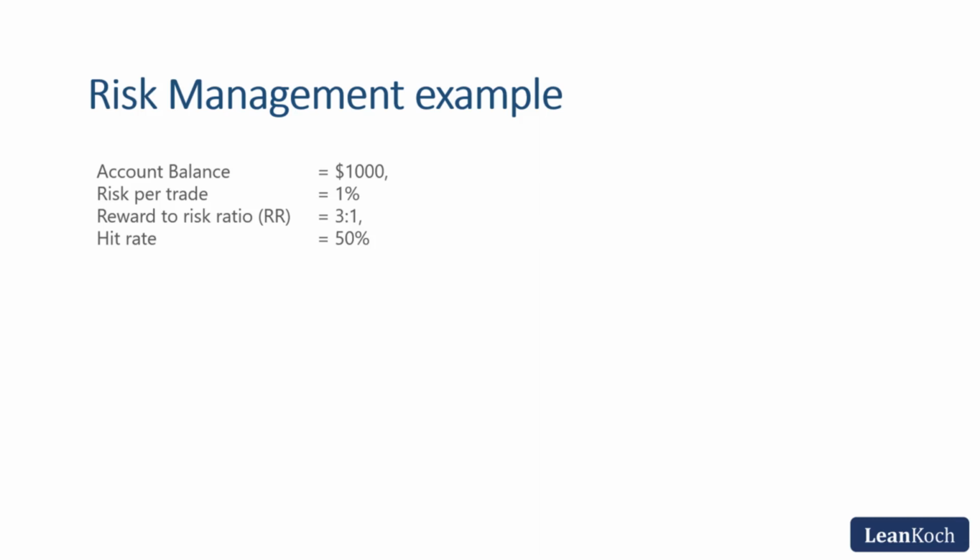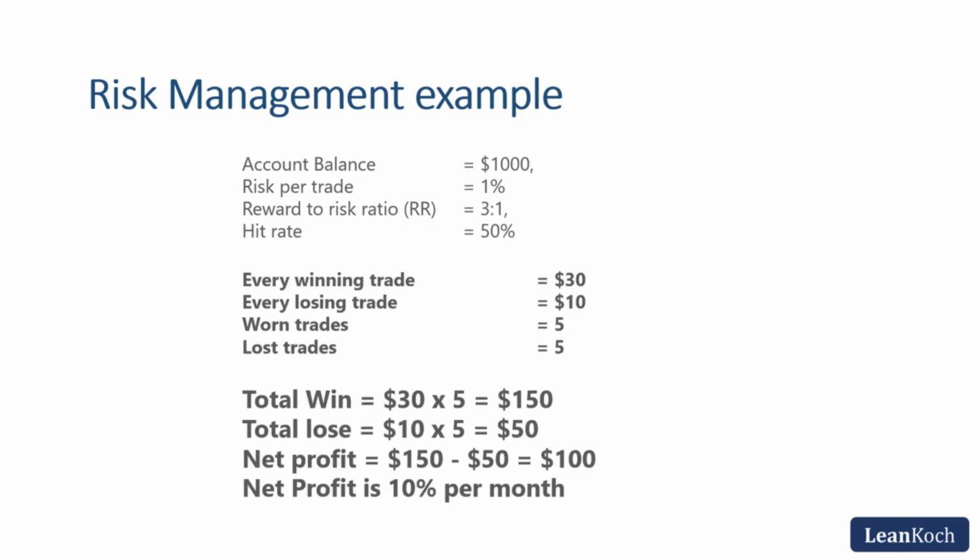So let's say your risk per trade is 1%, reward to risk is 3 to 1, and your hit rate is 50%. Meaning that for every trade you place, you risk $10 to make $30. In other words, if the trade runs into a loss, you lose $10, and if you win, you make $30.